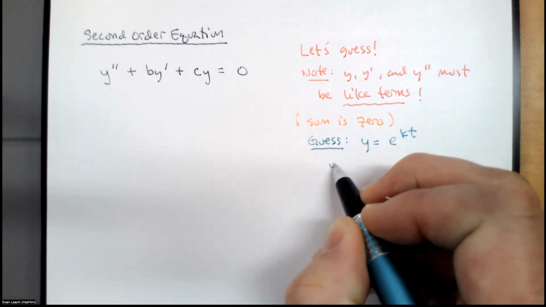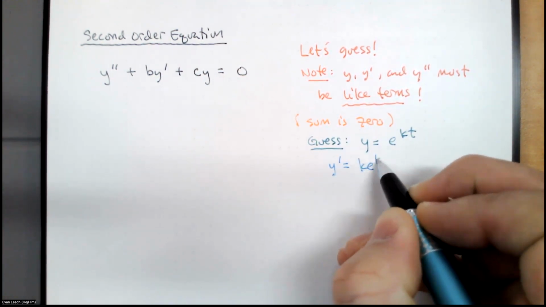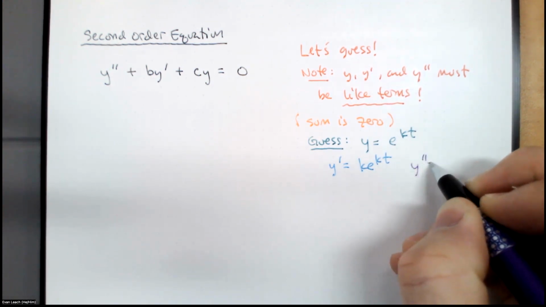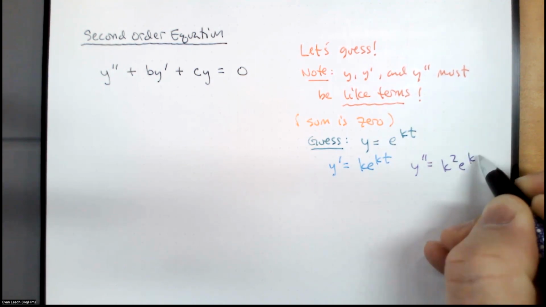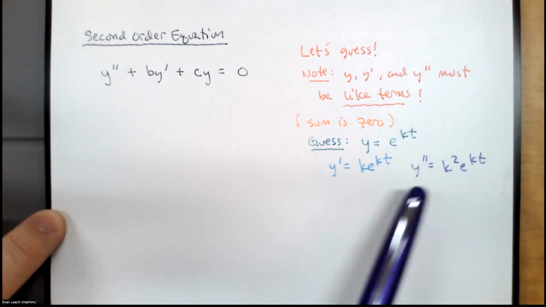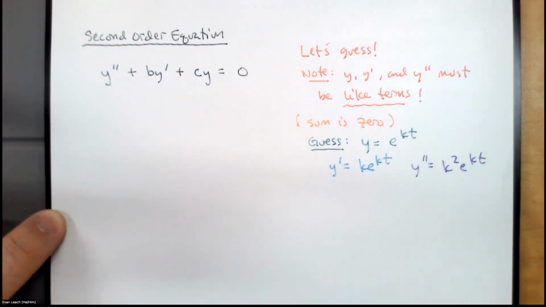That means y prime is going to be k e to the kt, and y double prime will be k squared e to the kt. We made a guess, and now we're going to check. We don't know what the value of k is. We know the form of the function based on our guess. So I'm just going to plug my y, y prime, and y double prime into my equation.